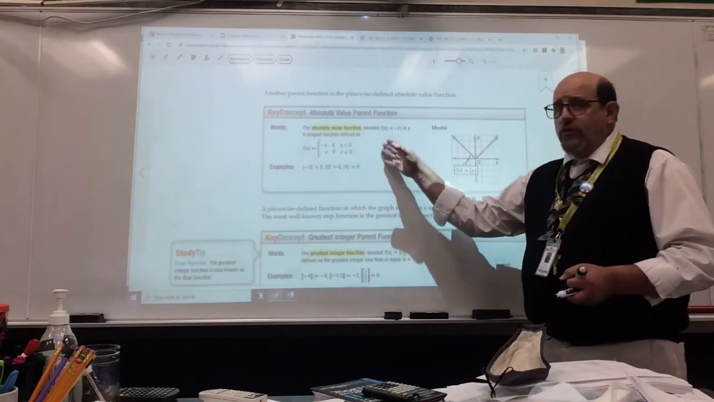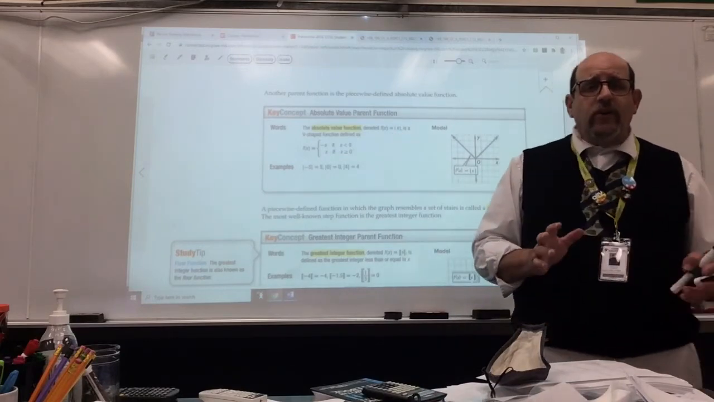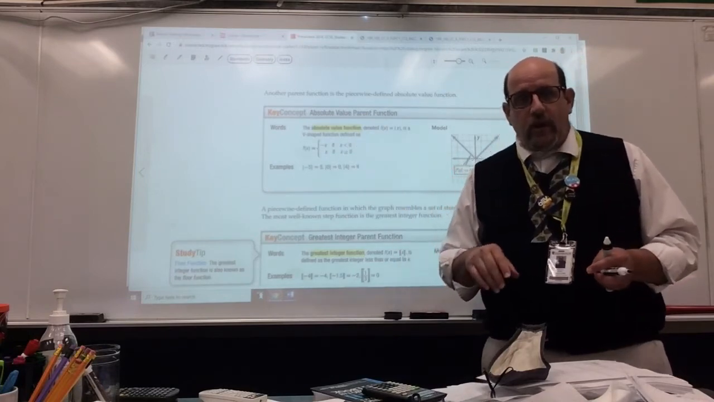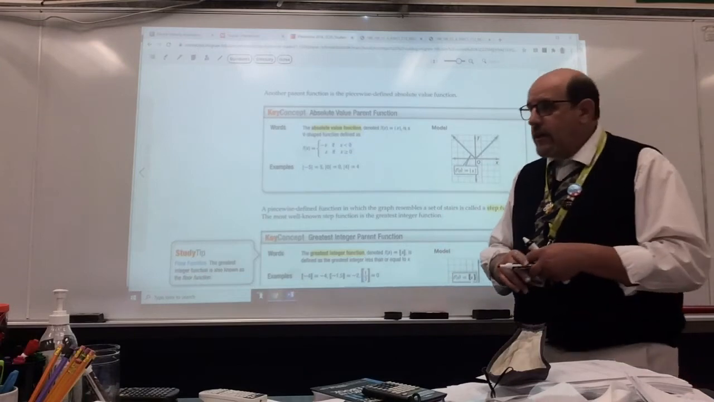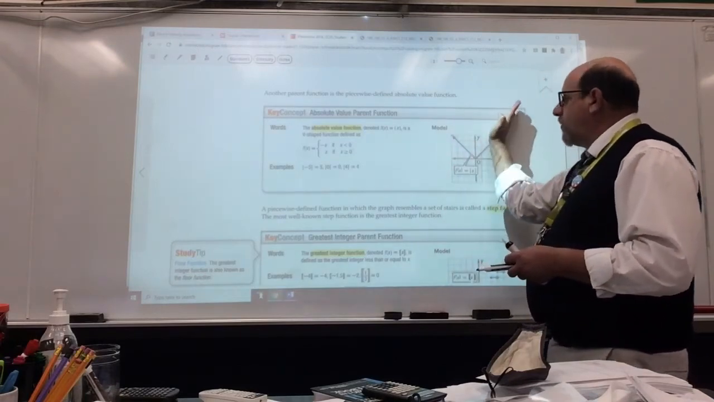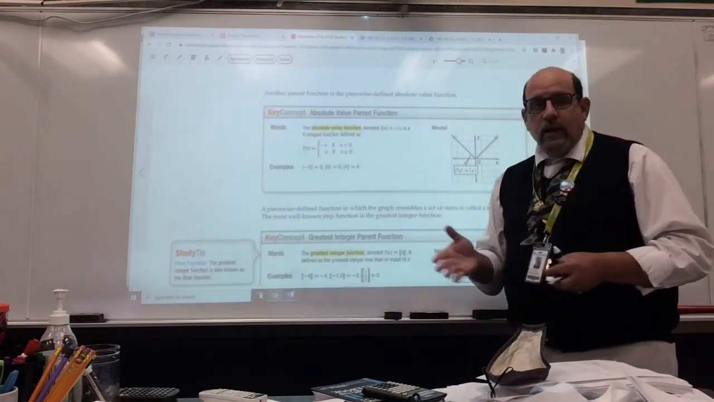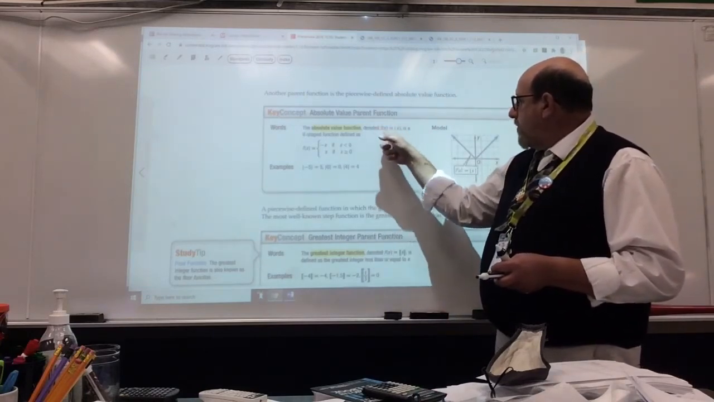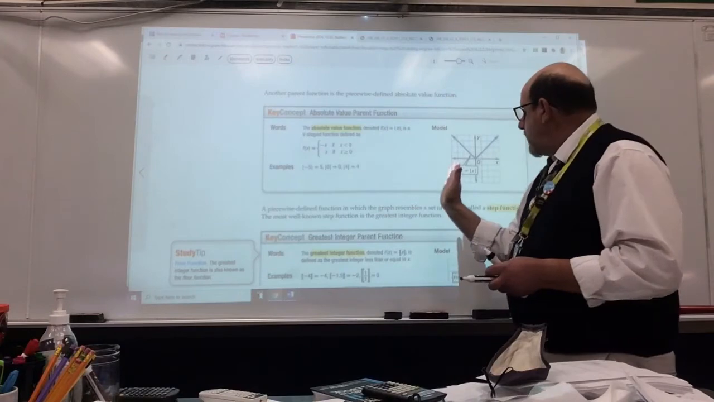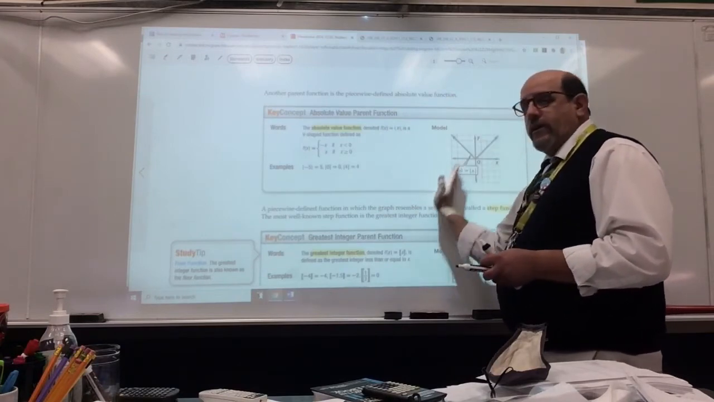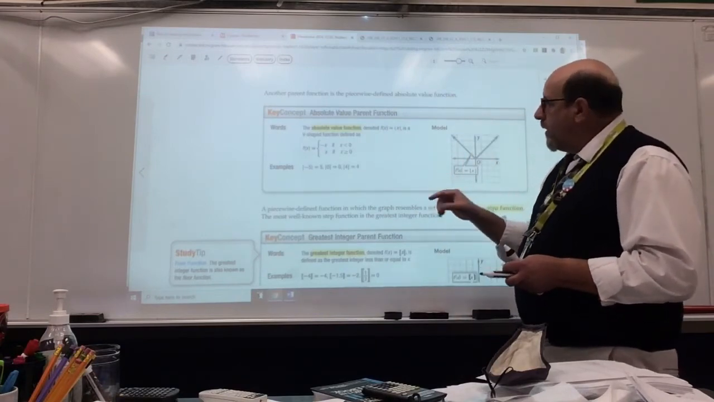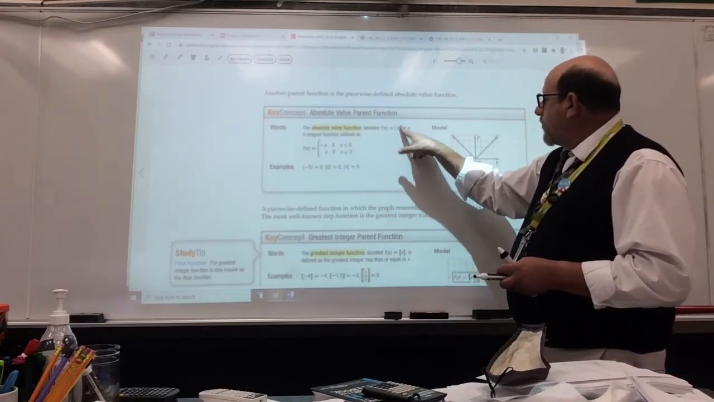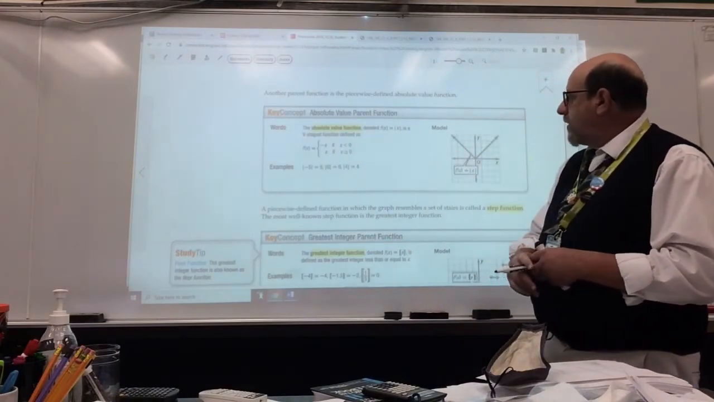The first one you've seen before, this absolute value function. You've seen this a million times, hopefully a million times. It's just that V formation, right? It would be a linear function if there were no absolute value symbol here, it would be f of x equals x. And we'd have that linear function that went from here to here, right? But this is an absolute value function, so we have f of x equals the absolute value of x.